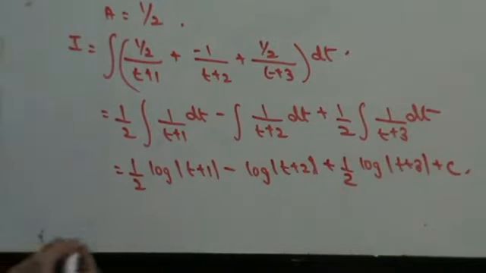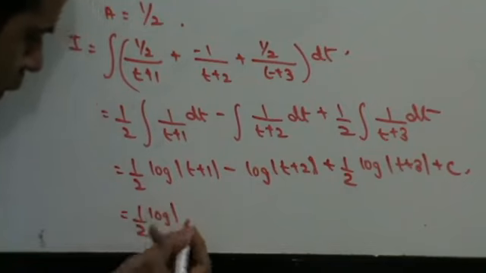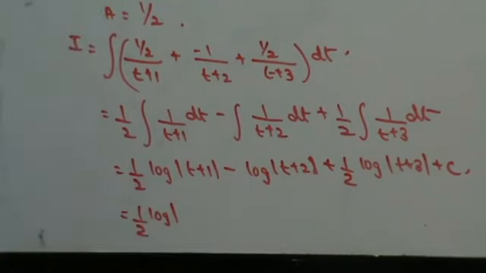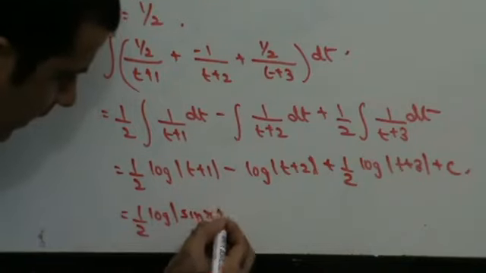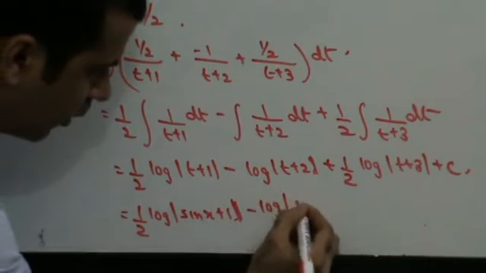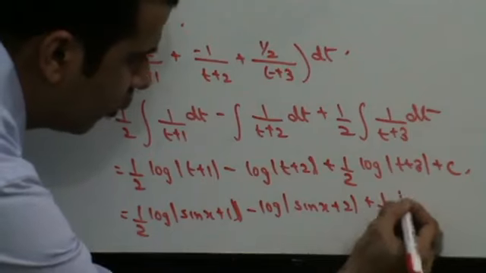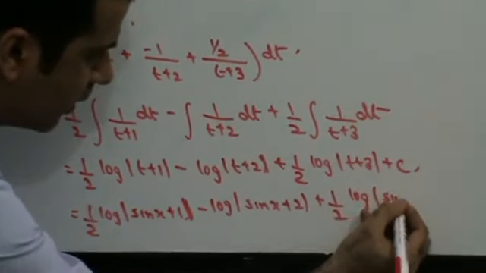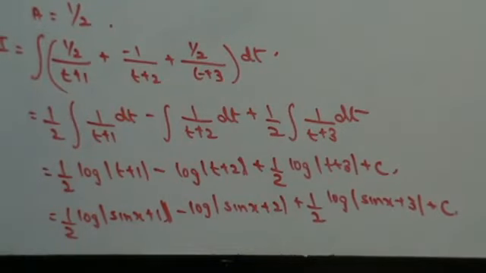We substitute the value of t. So t is nothing but sin x. So 1 upon 2 log mod sin x plus 1 minus log mod sin x plus 2 plus 1 upon 2 log mod sin x plus 3 plus c, right?